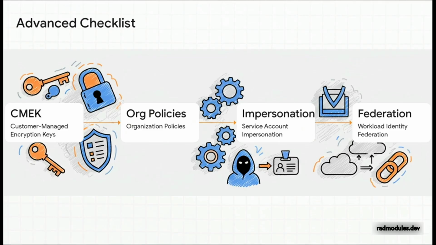First, Customer Managed Encryption Keys, or CMEK. This is for when you have to prove that you hold the keys to your own data. Second, Organization Policies, which are like security guardrails for your entire cloud environment. Third, Service Account Impersonation, a super secure way to grant temporary, elevated privileges without just handing over permanent keys. And finally, Workload Identity Federation, for securely connecting from outside Google Cloud without messing with service account keys. These are complex, so make sure you really dig into each one.